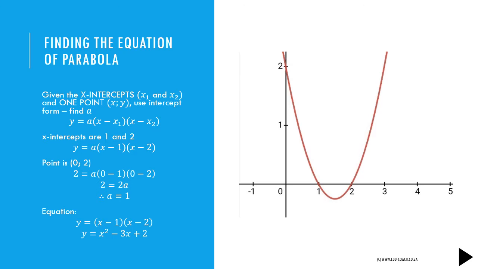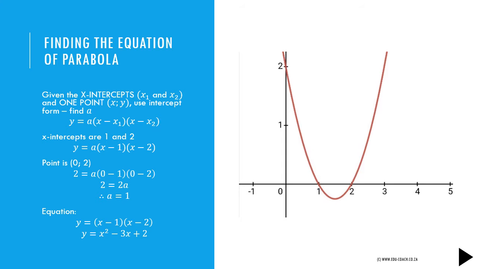So first, substitute in the x-intercepts. Here our x-intercepts are 1 and 2. Next, substitute in the point that we have, (0, 2), and then we solve for a. Once we have a, we substitute it back into the equation and then expand to write it in standard form.